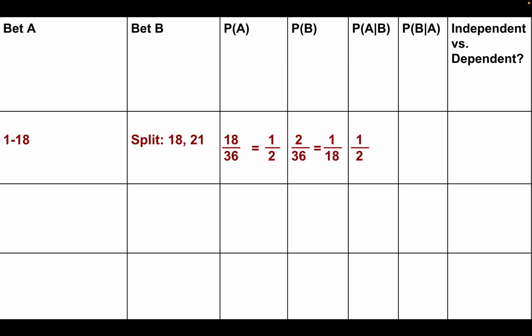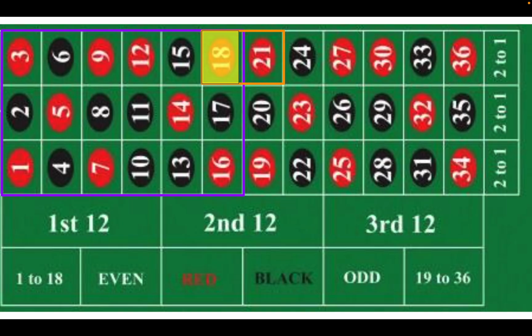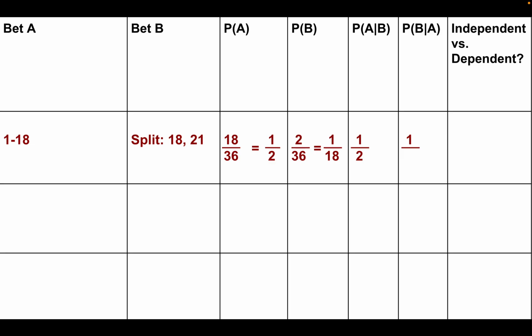Now let's do it the other way. Let's do the probability of winning bet B given that we win bet A. Well, again, there's going to be 1 way to win both bets. That's our intersection, so that's going to be our numerator. And our denominator is going to be the number of ways to win bet A, which we already said was 18. So this will be 1 out of 18.